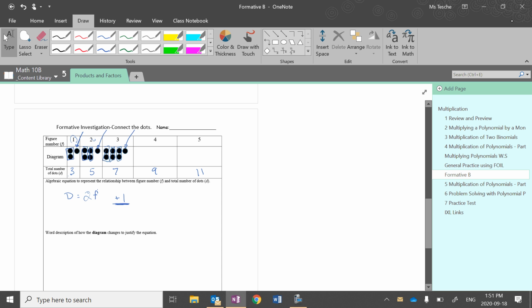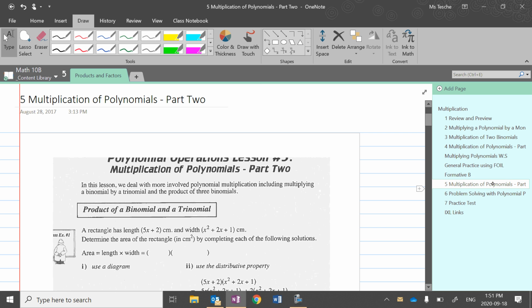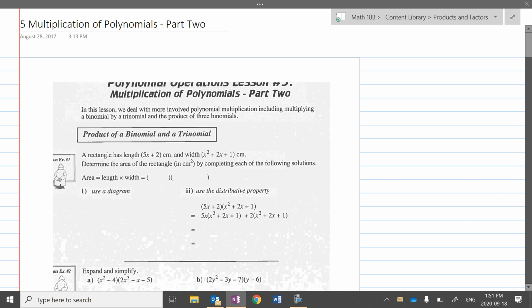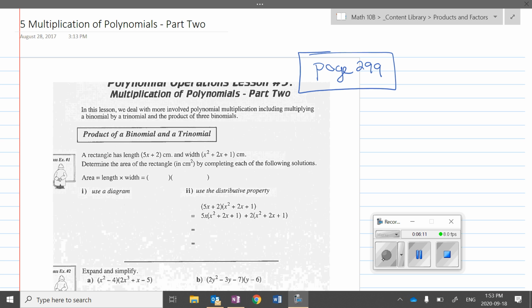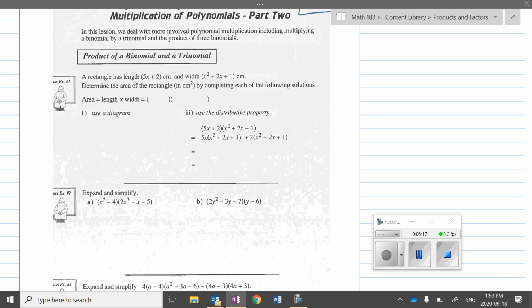Okay, we're going to do lesson 5 now. So if you could take out your workbooks and turn to page 299. Okay, so today we're going to talk about multiplying a binomial and a trinomial, or multiplying 3 binomials. So this is kind of like where it gets a little bit more difficult and where context, I say that very loosely, comes into play. There's a few ways you can do this, and I'm going to go through a couple of the different ways.